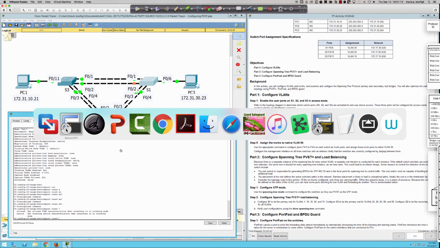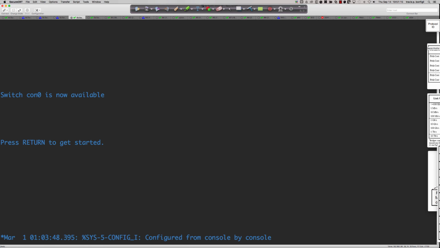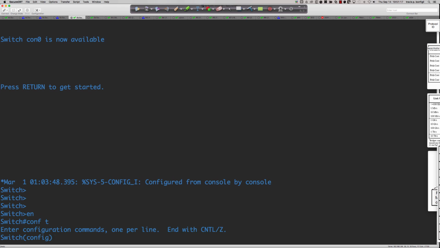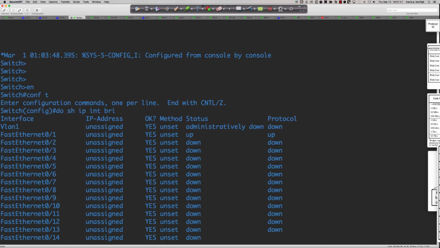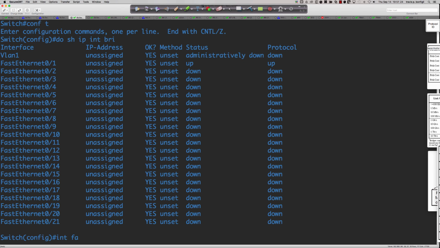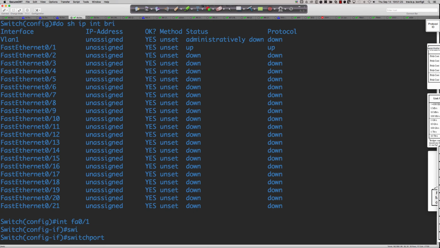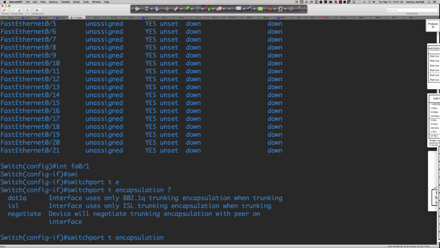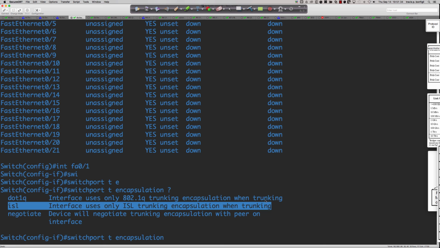On a legacy switch, like the 3550 we have here, if I go into global config and say do show IP interface brief, and what are my interfaces? Good, FastEthernet. So if I go into interface FastEthernet 0/1 and I say switchport trunk encap and question mark, take a look. There's ISL, right? Now, I validated that you don't see this on the 3850 and the 3650.